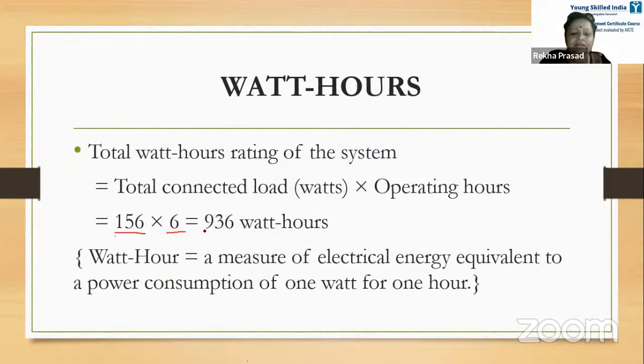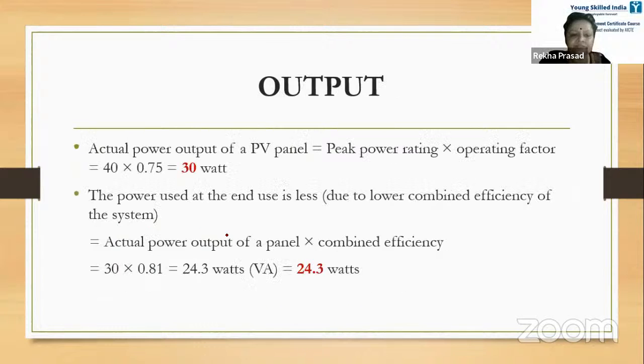So you have calculated the watt hour is 936 watt hours. This is the power. Then output: the actual output of a PV panel is equal to the peak power rating, which here is an assumption of 40 watts, into the operating factor. The operating factor cannot be 100 percent; it will be less than 1. So it is 40 into 0.75, which comes to 30 watts.